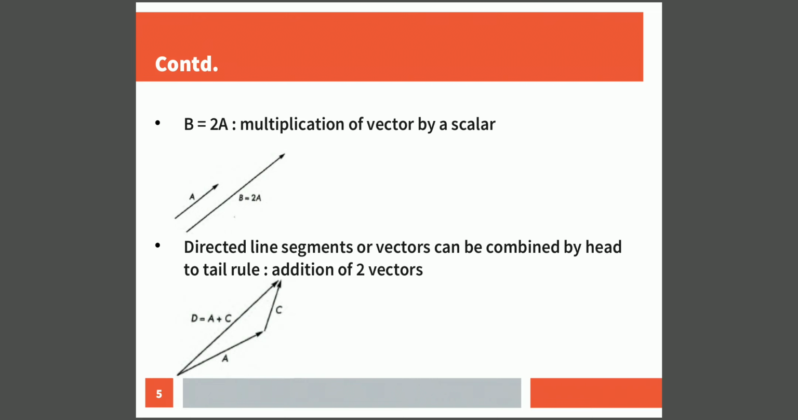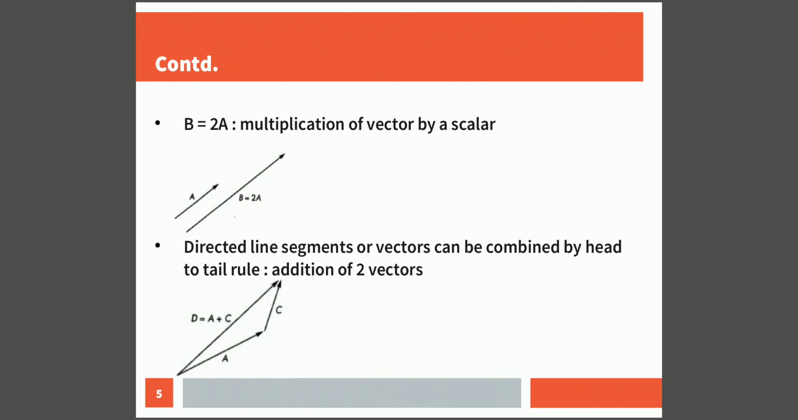To perform addition of two vectors, here we are considering two vectors in the diagram below. The first vector is A and the second vector is C. Head to tail rule is nothing but the tail of C is joined to the head of vector A. Those two vectors are A and C. We have joined the tail of C to the head of A.